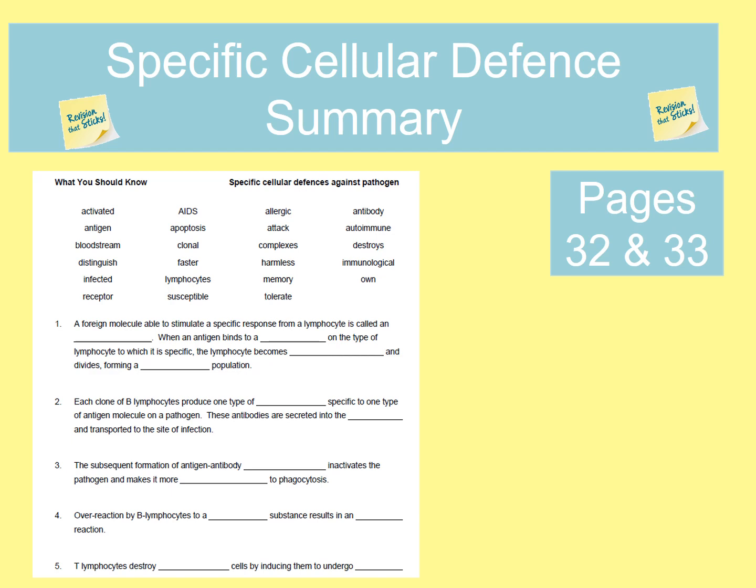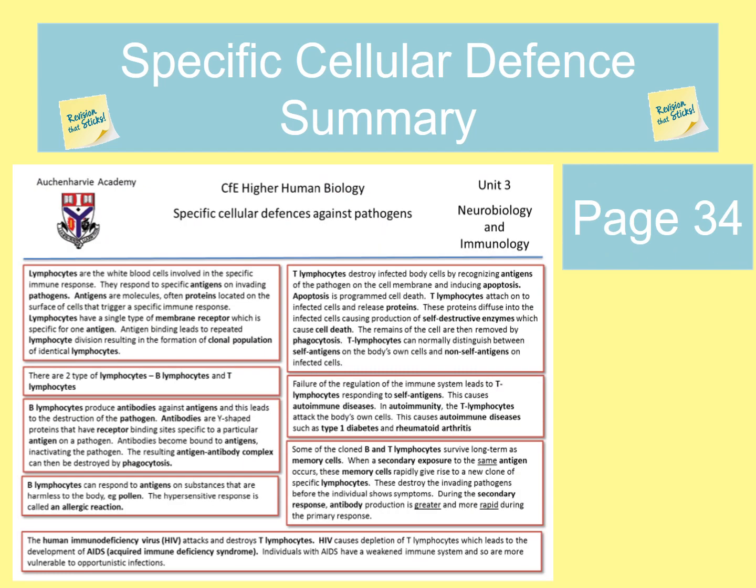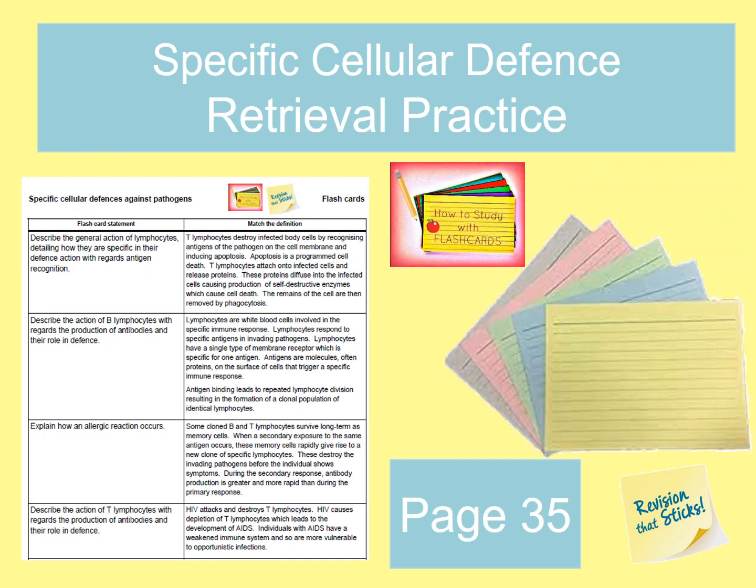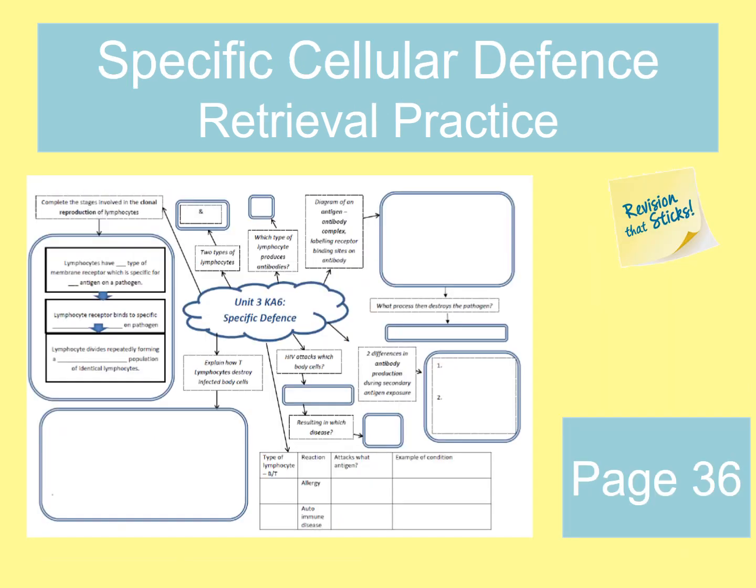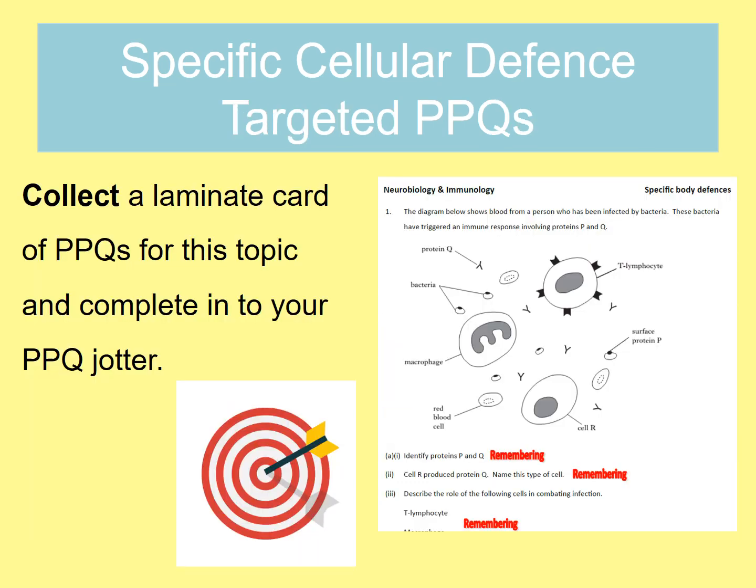You'll find your summary to be completed on pages 32 and 33 of your student guide. Page 34, we have the summary of specific cellular defence. Remember, the summary is set to level C. On page 35, we have our retrieval practice flashcards, where you have to match the statement with the correct definition. On page 36, you have your retrieval practice mind map. And in class or via Teams, you have access to your targeted past paper questions.